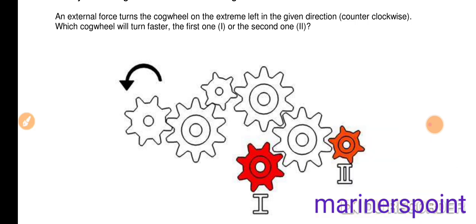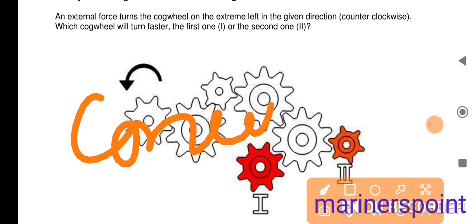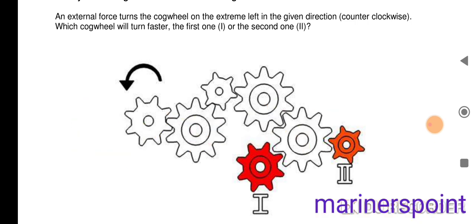And one more question asked is whether it will rotate in clockwise or anti-clockwise direction. The concept here is, if there is a meshing of the teeth of external gears, then the direction will be changed, but if it is an internal gear type, then the direction is the same. This is the main concept.